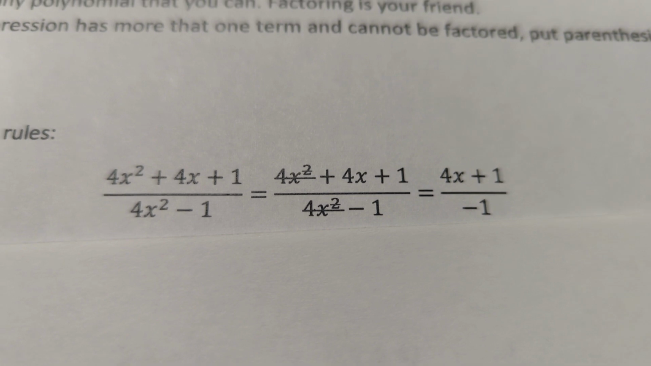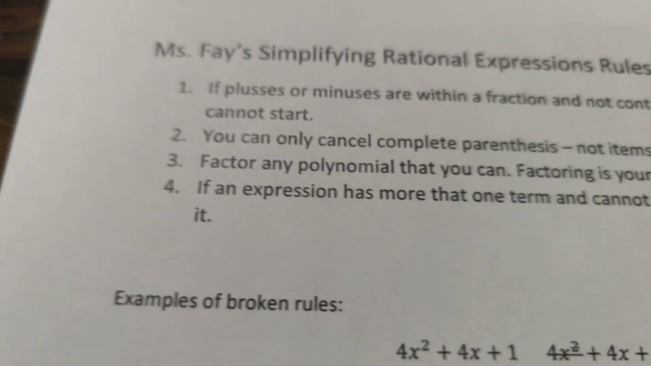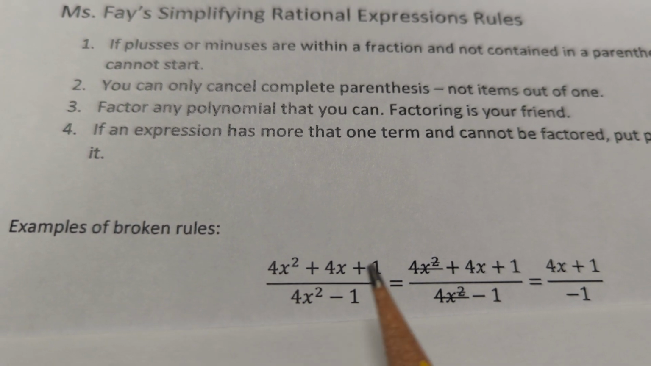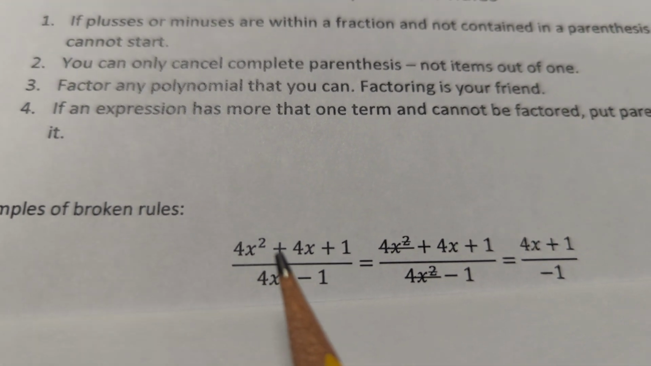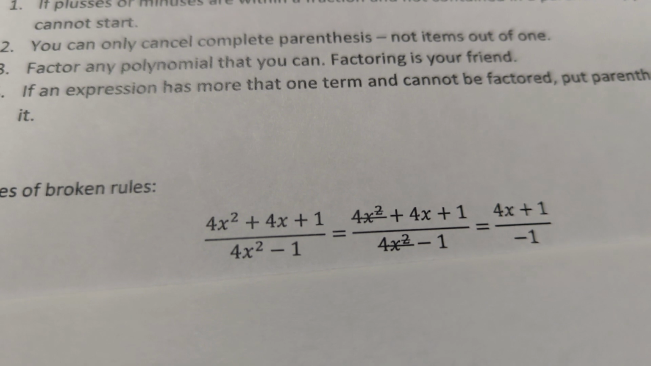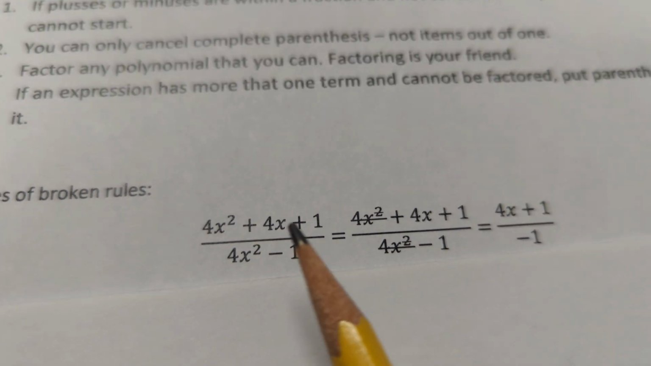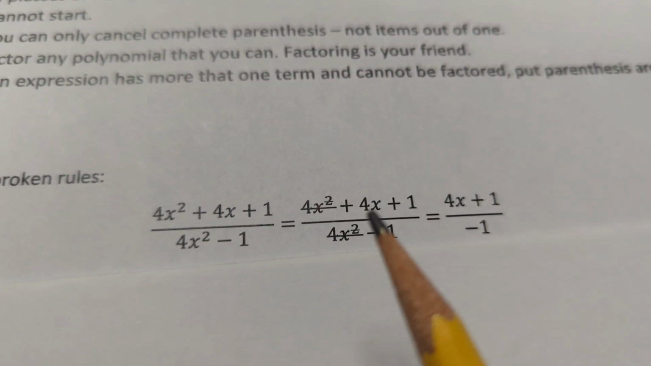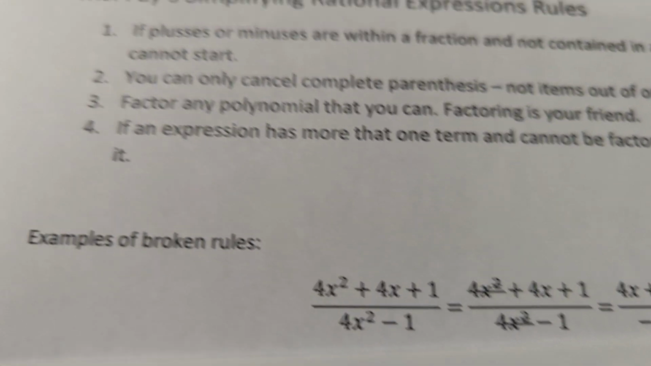What is the rule that got broken? Right, the rule said if I have pluses or minuses within a fraction that are not contained in parentheses, then I can't start. So here I've got pluses and a minus there. They're not contained in parentheses, so I can't start canceling things out. Next broken rule.